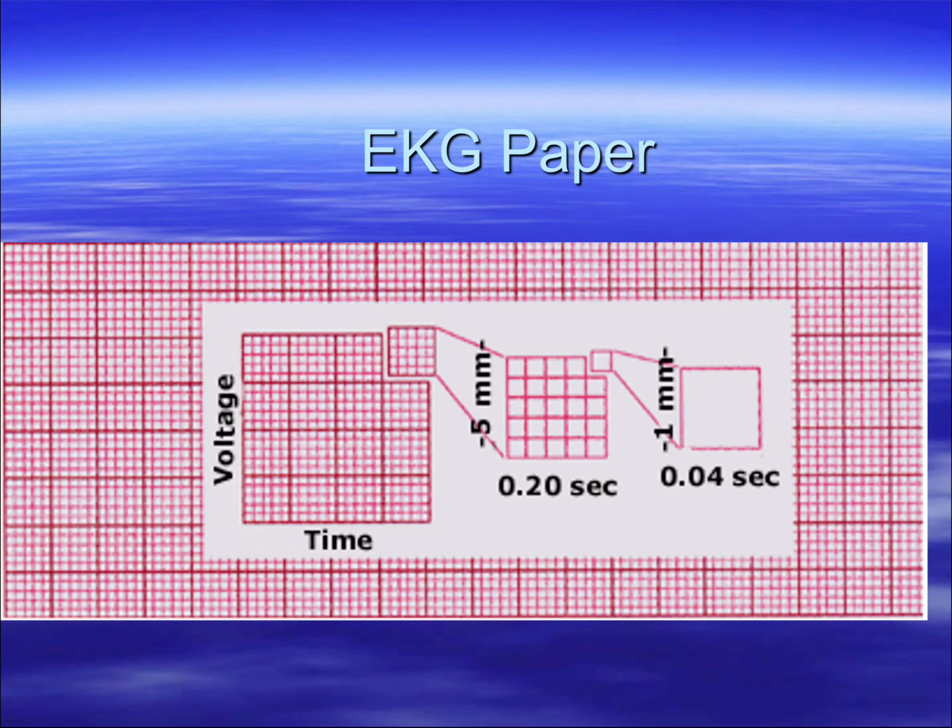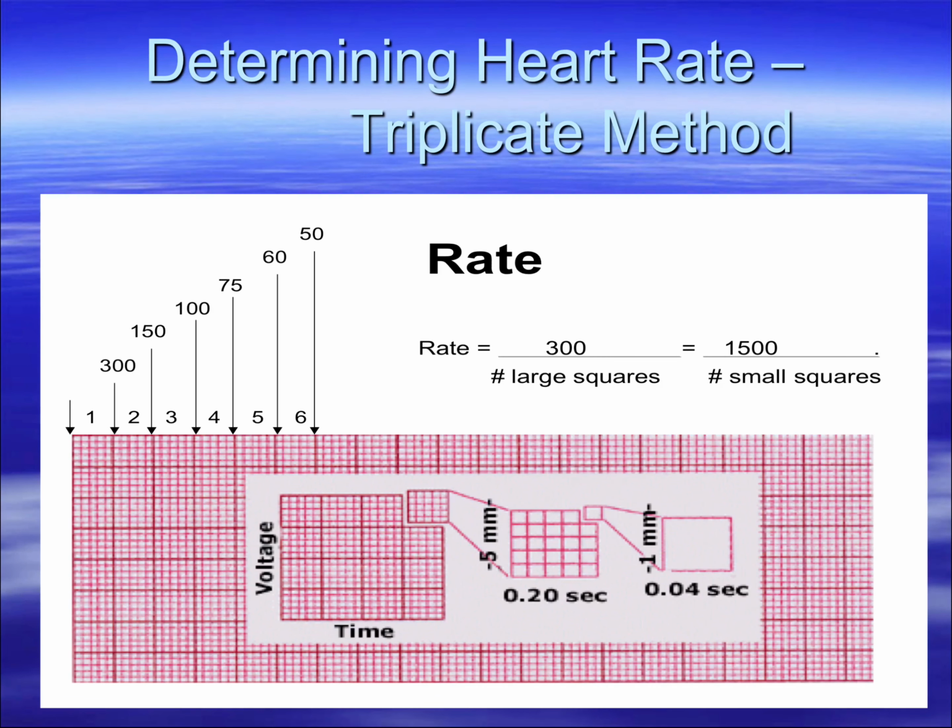Looking at the paper, each little block on the horizontal axis is 0.04 seconds. There's 5 little blocks in 1 big block, hence 1 big block is 0.2 seconds. On the vertical axis, 1 big block is 1 millivolt. Electricity, as it increases, will get higher on the vertical axis.